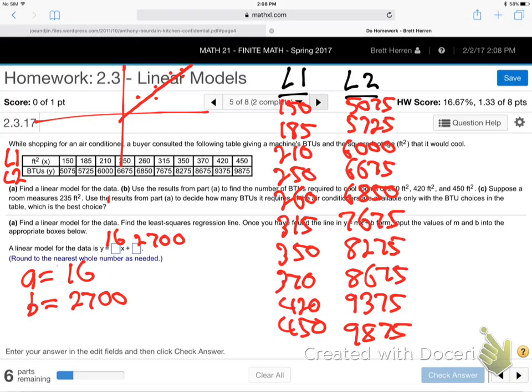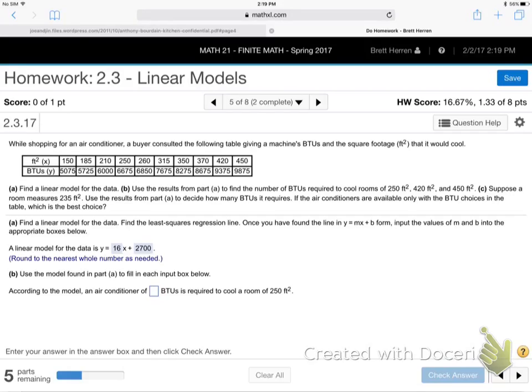Is that good so far? Should we pause for a second? Can I have a question? I found the options, but how many BTUs for 250 cubic feet? So what do I do to answer this part B here?